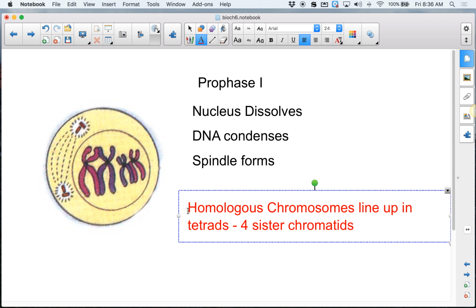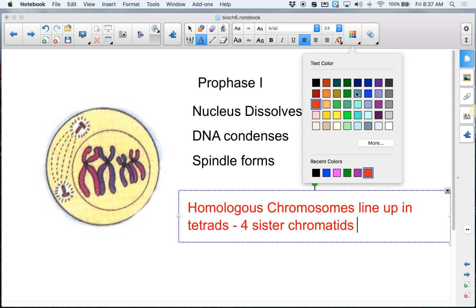Okay, and this did not happen in mitosis. In mitosis, each of the homologous chromosomes stayed separate from each other. But in meiosis, those homologous chromosomes come together and they stick together, and so you have 4 sister chromatids all kind of making one structure, and that structure we call the tetrad. And the reason why this is important is because there's a special thing that can happen in this case called crossing over.